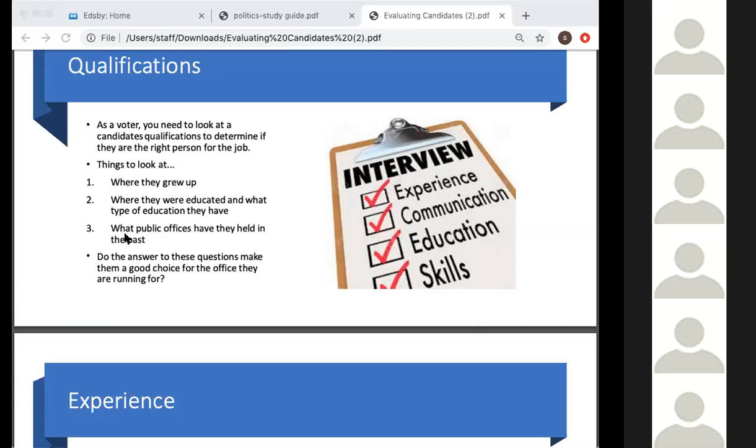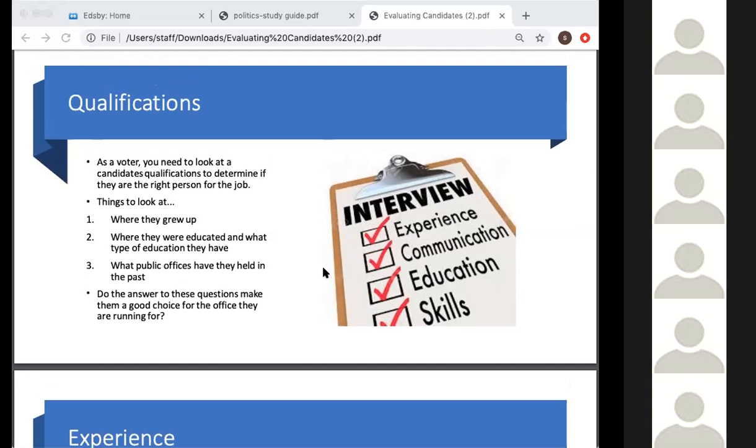And then number 3 is also very important. What public offices have they held in the past? So have they been a mayor? Have they been a judge? Have they been a sheriff? Have they been a member of the city council? Have they been in Congress before? Do they know all the people in the government? Do they understand how to get things done?